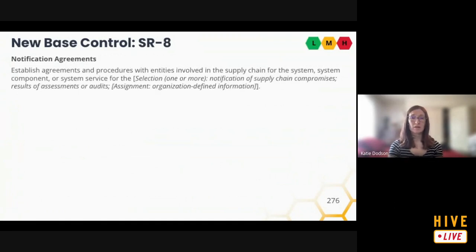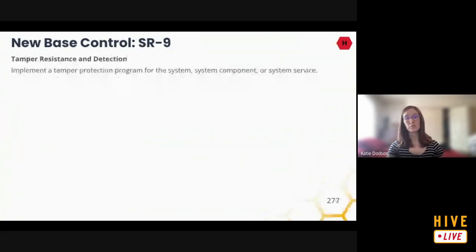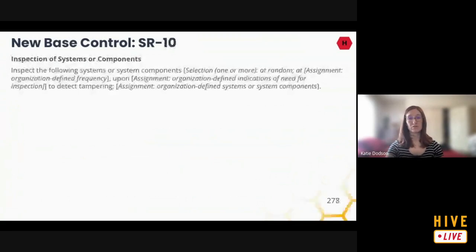SR8 goes back to impacting the low baseline as well, so notification agreements. Establish agreements and procedures with entities involved in the supply chain for the system, system component, or system service for notification of supply chain compromises, results of assessments or audits, or other organization-defined information. You can choose one or more of those for your parameter selection. SR9 is only for the high baseline, so implement a tamper protection program for the system, system component, or system service. 10 is also only going to impact high baseline.